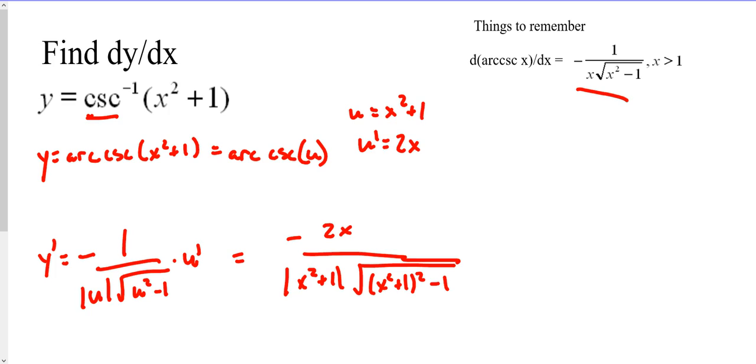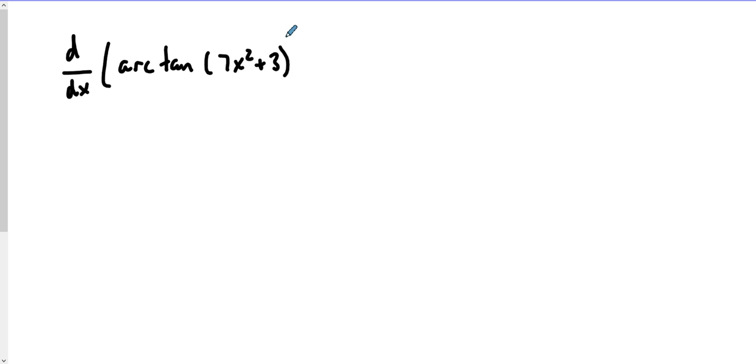We can do another one. I'll give you another one. Let's say we have tangent. Tangent is a very popular one. So let's say we have the derivative of arc tangent of 7x squared plus 3. Find this one out. Once again, we're going to take the derivative of arctangent. If you refer to your table, if you want to pause this and figure it out, you can.